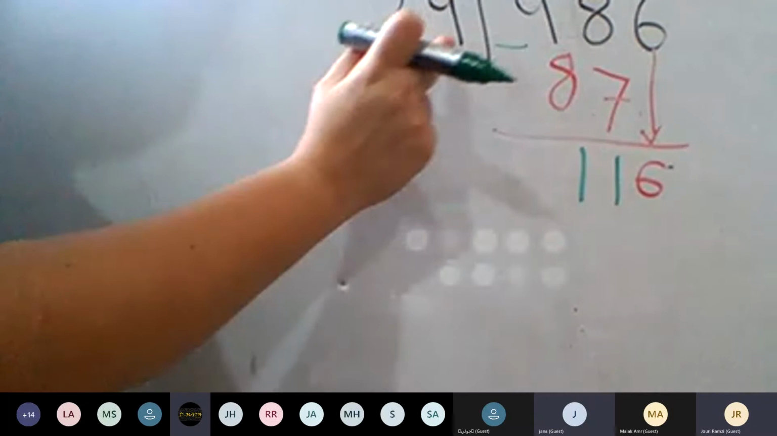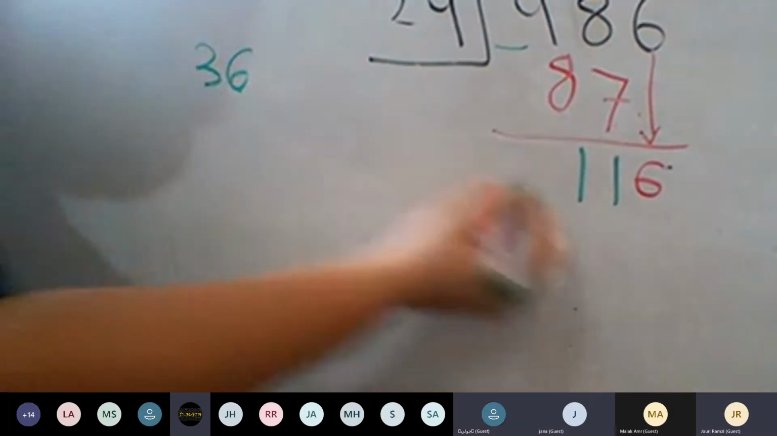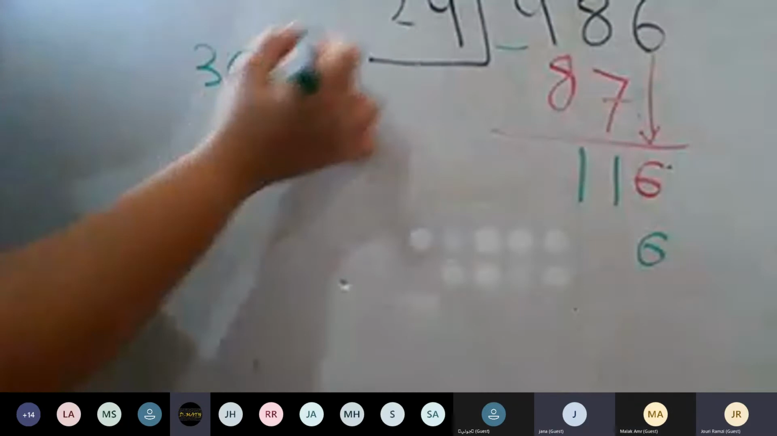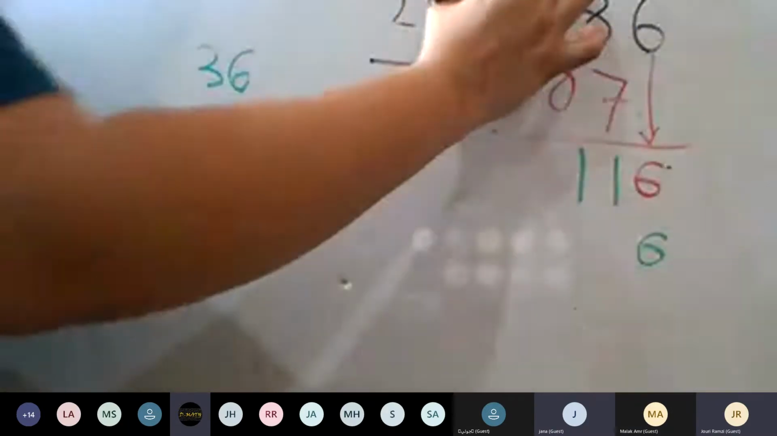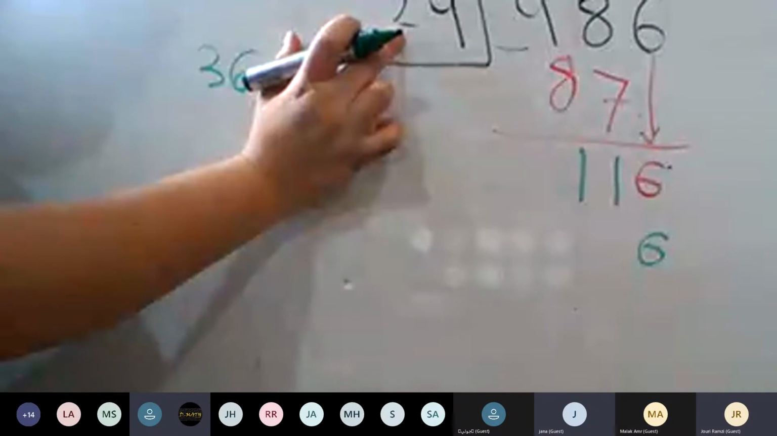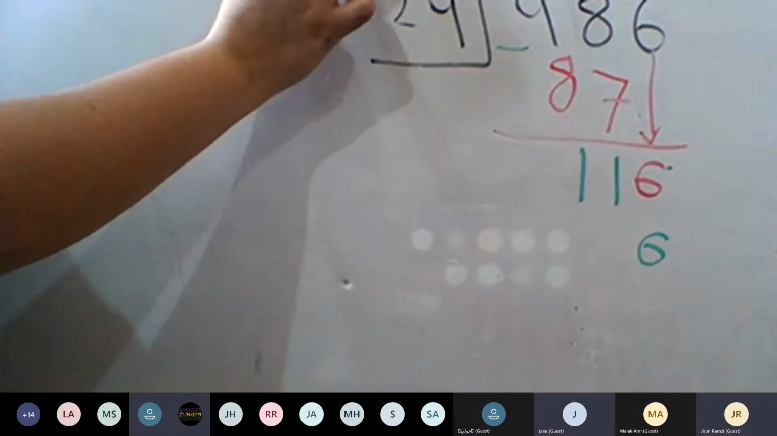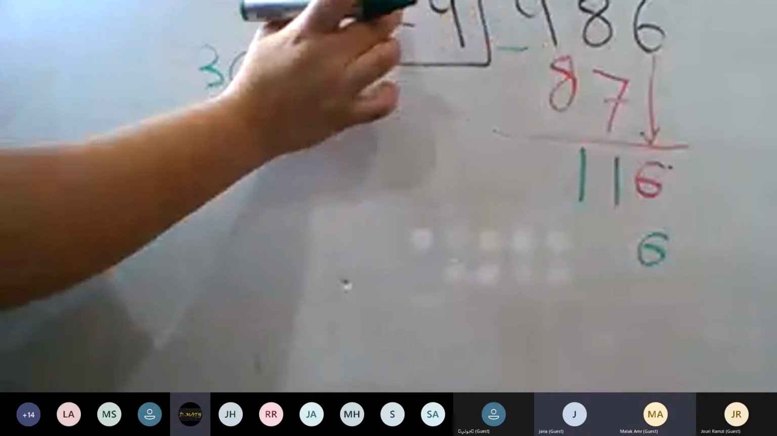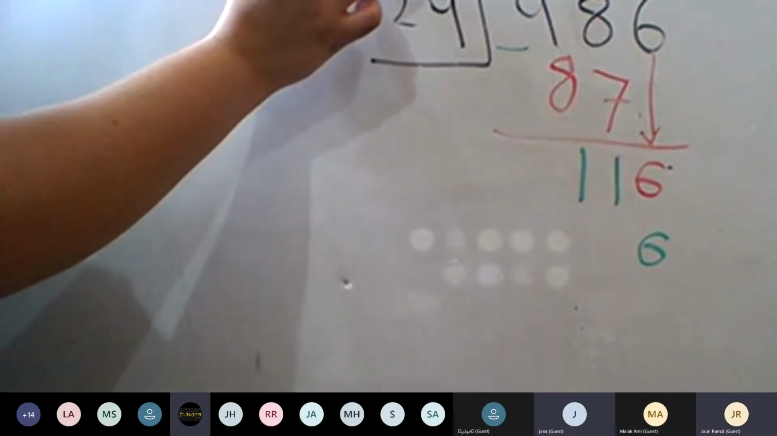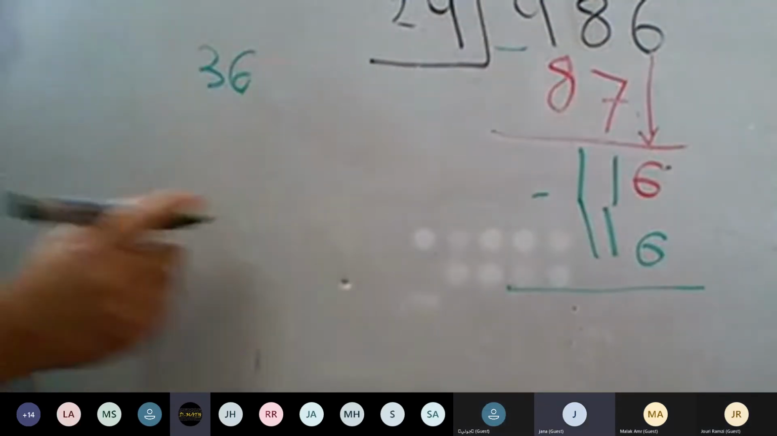4 times 9 is 36. I will put 36 down and the 3 up. Then 4 times 2 is 8. 4 times 2, 8 plus 3 is 11. 11. Then I will subtract.